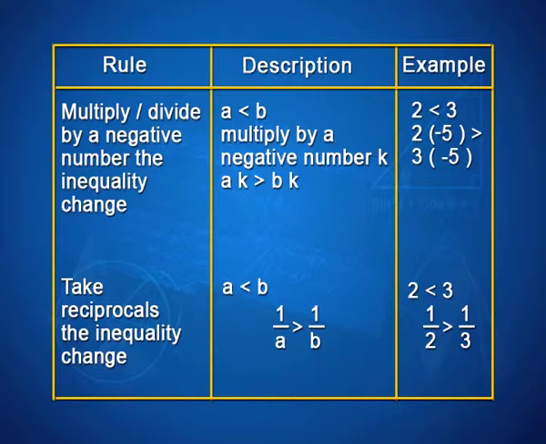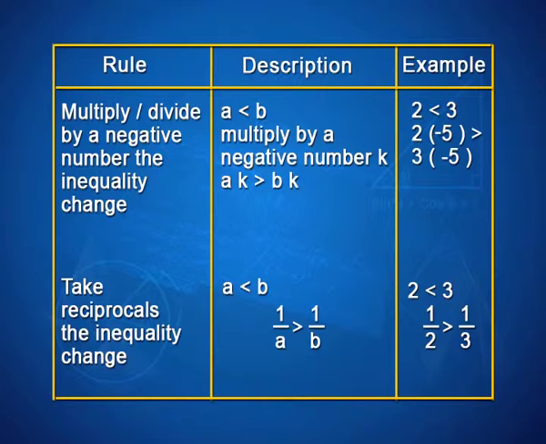The third rule states, if we multiply or divide by a negative number, the inequality reverses. That is, if A is less than B and we multiply by a negative number k, then A into k would be greater than B into k. For example, if 2 is less than 3, then 2 into minus 5, that is minus 10, is greater than 3 into minus 5, that is minus 15. So, minus 10 is greater than minus 15.